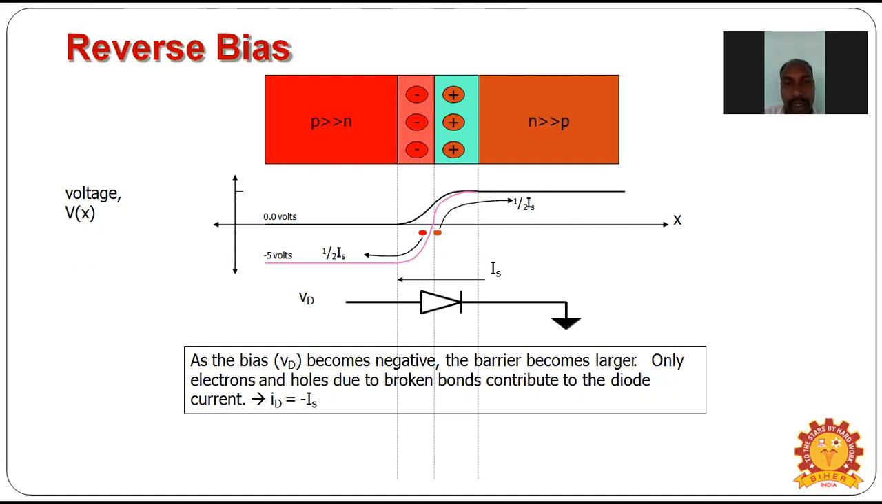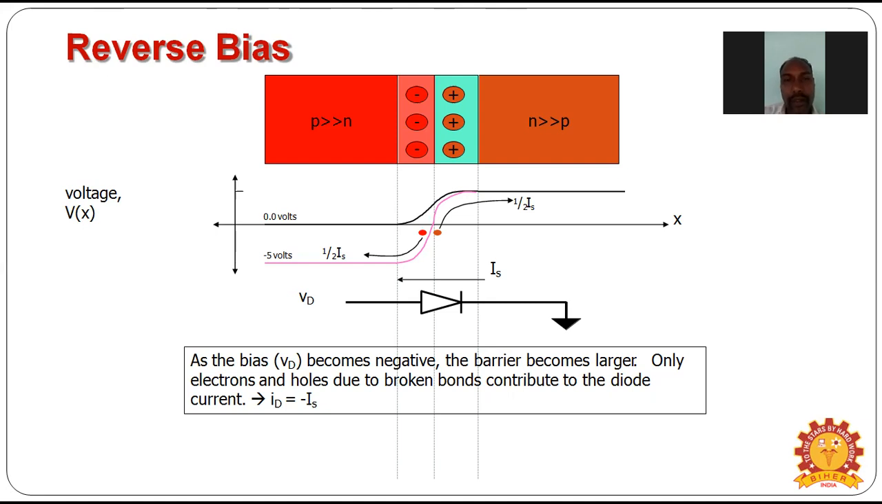As the bias VD becomes negative, this barrier becomes large. Only the electrons and holes due to broken bonds contribute to the diode current.